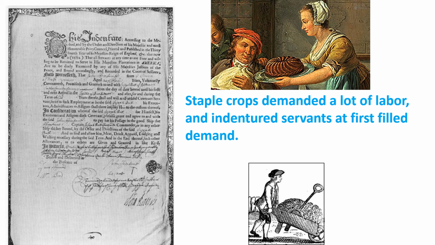Indentured servants were poor people that wanted to come to the New World for opportunity but couldn't afford the expensive cost of the transport. And so what they would do is they'd promise to work for a person in the New World for a set period of years. At the end of that period, they could be free. And so the person in the New World would pay the cost. And initially, this filled the demand for labor on these large plantations.